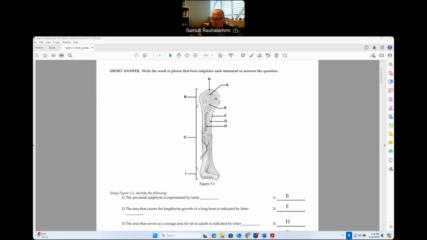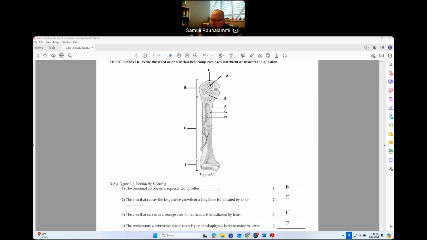Then remember that we had the medullary cavity in the central part of the shaft of a long bone. In this diagram, it's H. In this hollow place, we see bone marrow. In younger individuals, this is where red bone marrow, where blood cells form from, is found. And in older individuals, adipose, so fat bone marrow, and that's yellow.